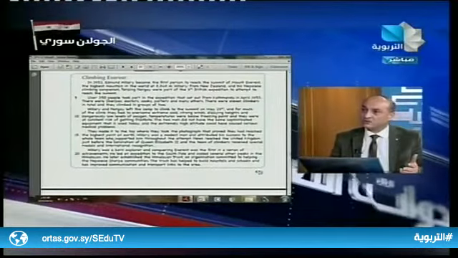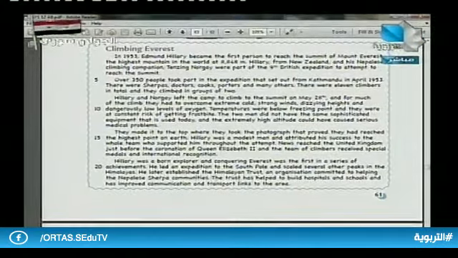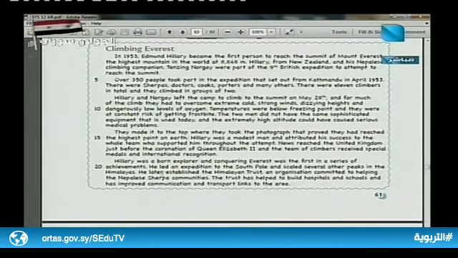Good. Now, was this achievement the last achievement for Hillary? No. It was the first of a series of other achievements. What did he do later, Mr. Mazin? Hillary scaled several other peaks in the Himalayas. And later he established the Himalayan Trust, an organization.